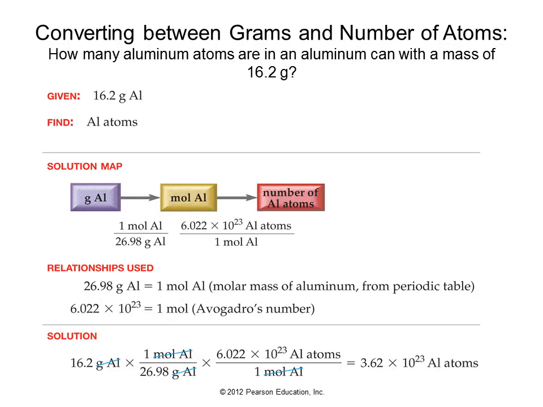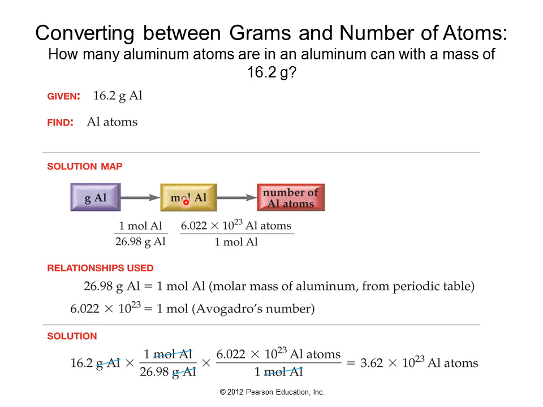Converting between grams and numbers of atoms. This will require 2 conversion factors. Suppose you know that an aluminum can has a mass of 16.2 grams, and you'd like to know how many atoms of aluminum there were in your aluminum can. Given 16.2 grams, and we want atoms. So the map shows that you go first from grams of aluminum to moles, and then from moles to count.